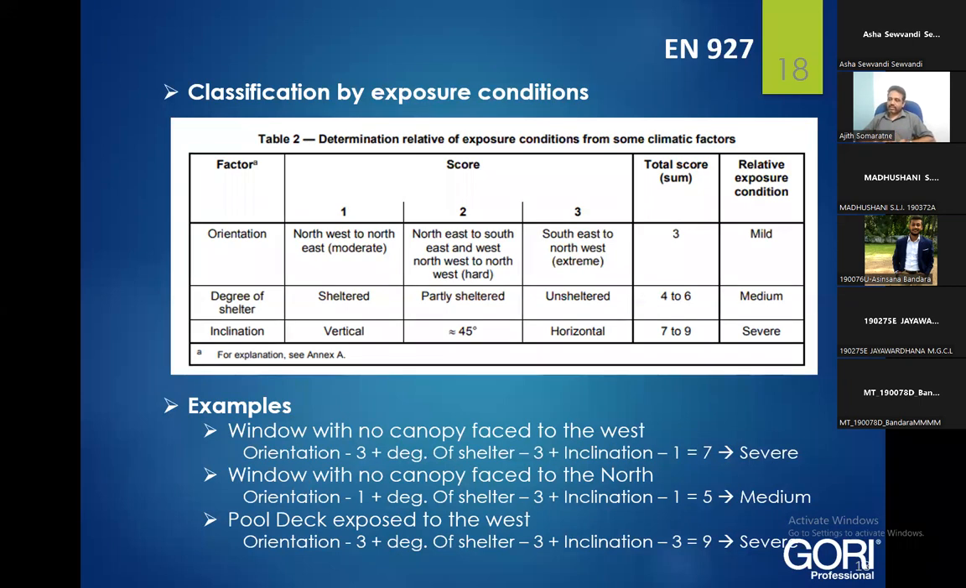Then orientation is three. Then degree of shelter, there's no shelter normally for a pool deck, so we have to give three. Then inclination is horizontal, then 3 marks, altogether 9. So that means it's a very severe, a severe risky application. So we can calculate the severity of the risk by using this formula given in this EN927 part 1.